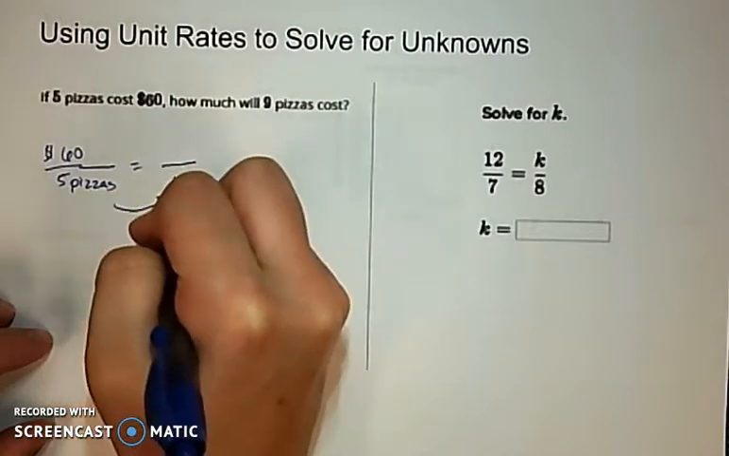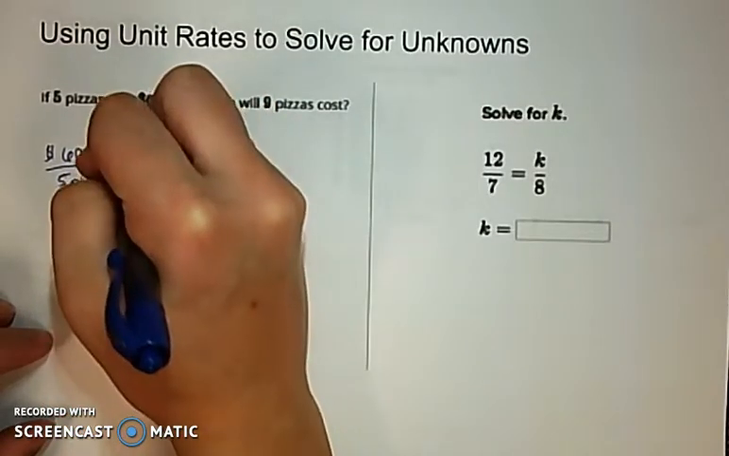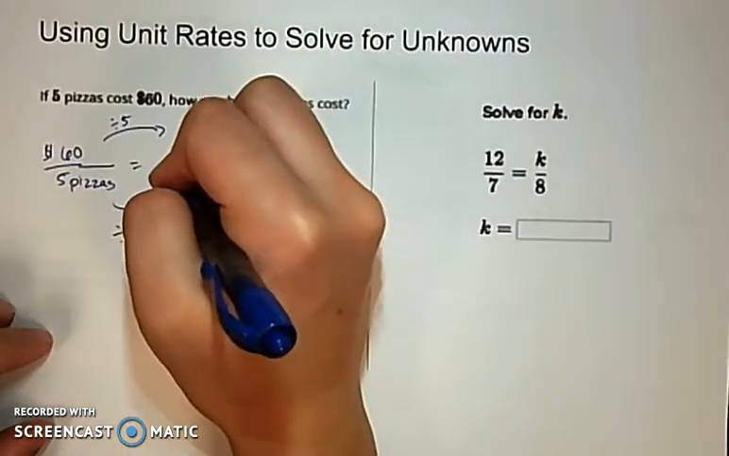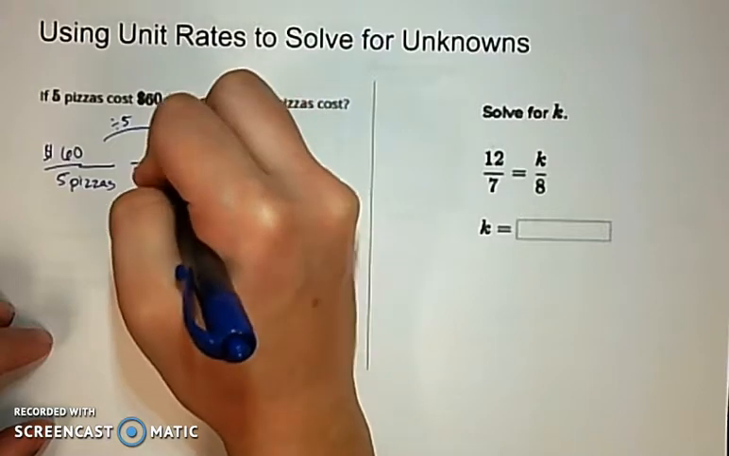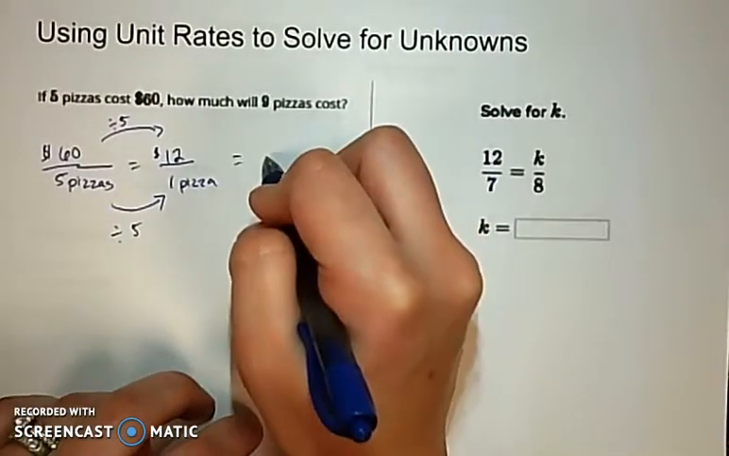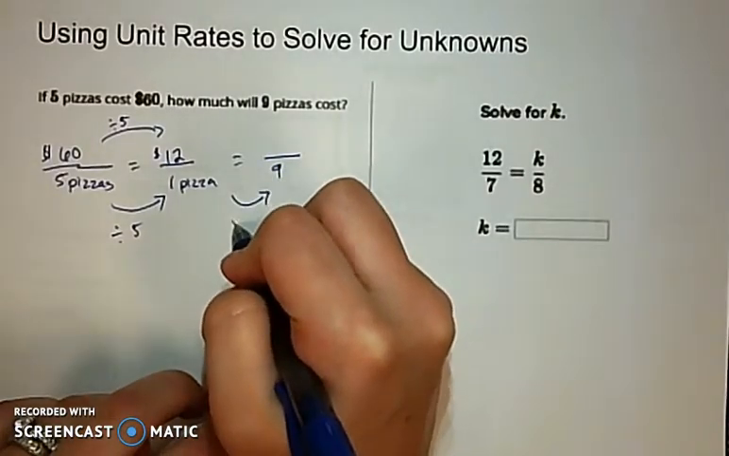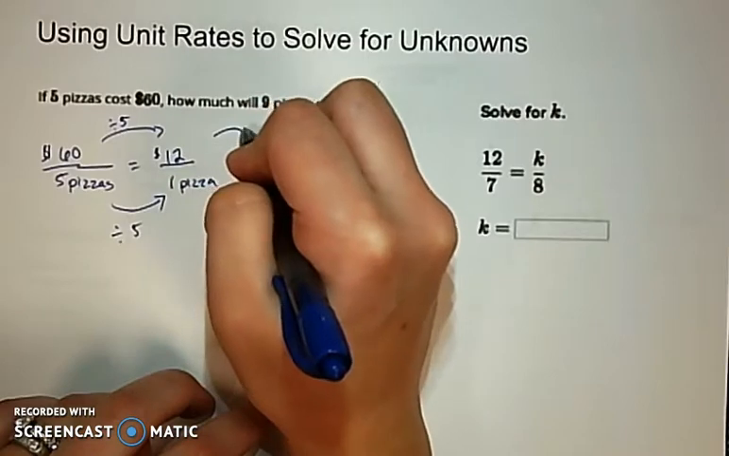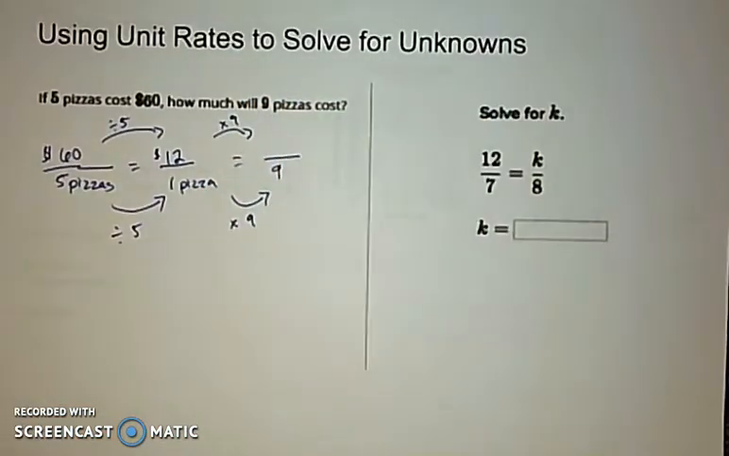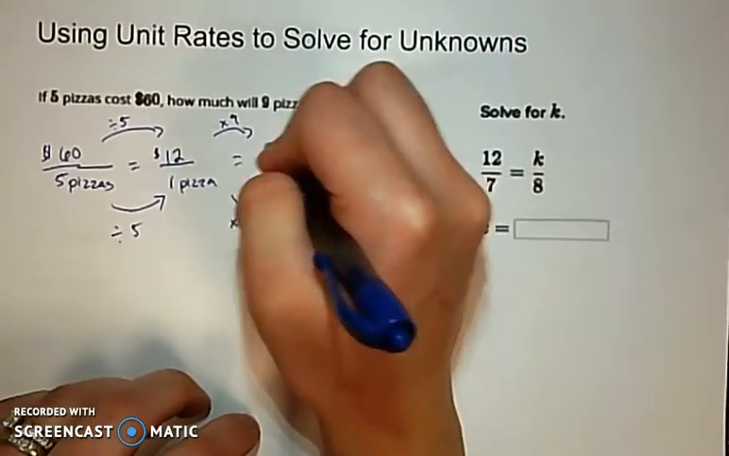And I know that to get from 5 to 1, I'm dividing by 5. So at the top, I also want to divide by 5 to make equivalent fractions. 60 divided by 5 gives me $12. So that means that each pizza is going to cost $12. So then I can say, all right, well, for 9 pizzas, I'm going to take that number and multiply it by 9. And I see that that's going to be $108.